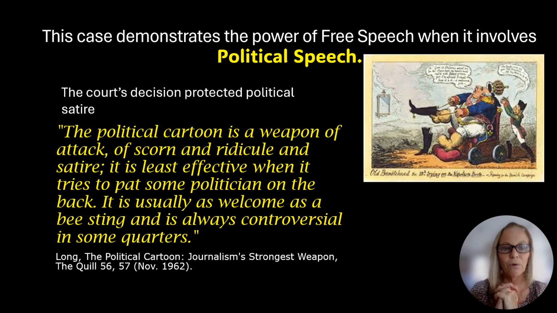Okay. And then I put a quote that was again in the case that said the political cartoon is a weapon of attack, of scorn and ridicule and satire. It is least effective when it tries to pat some politician on the back. It is usually as welcome as a bee sting and is always controversial in some quarters. So I put what I said was the importance, but then I supported it with a strong quote. Okay. You do not want to use quotes for everything, right? You put your points in there, but quotes are also very powerful to help you with your case.